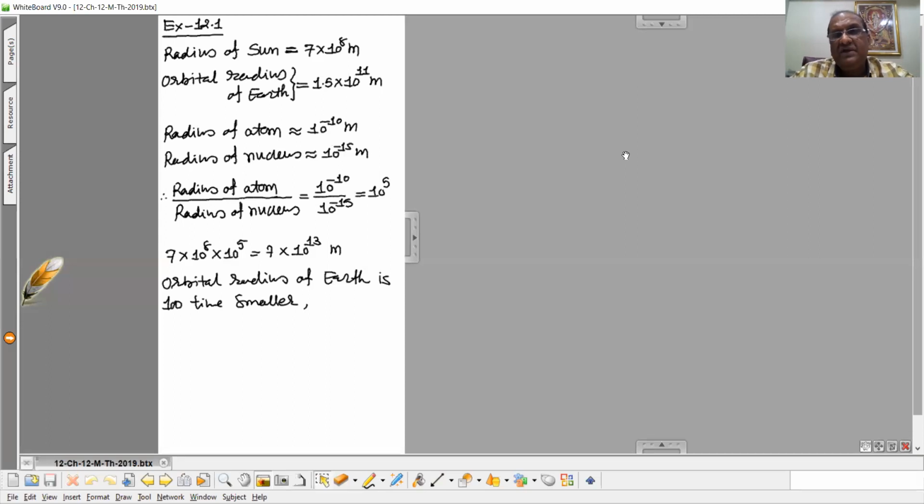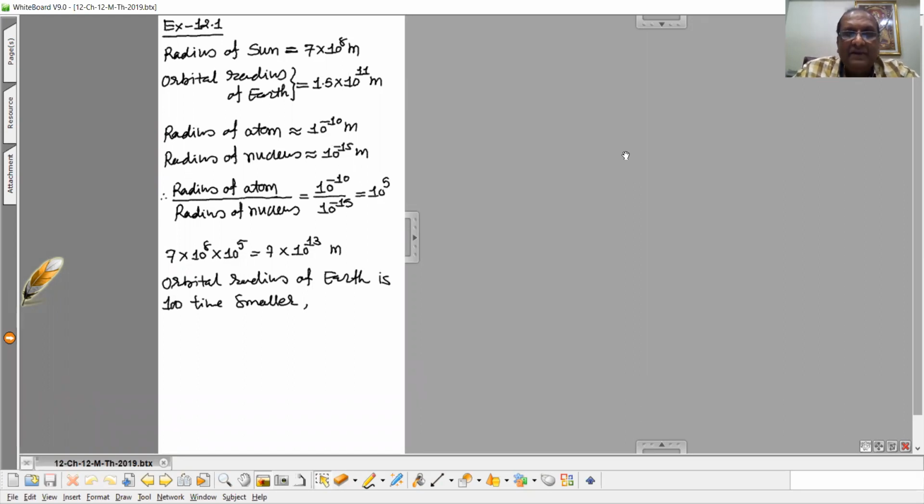Now if we think about the dimensions of the Earth and Sun as well as the dimensions of the atom and nucleus, here we can understand this thing with the help of this example. The empty space, whether it is more in the planetary system or in the atom, you can understand.